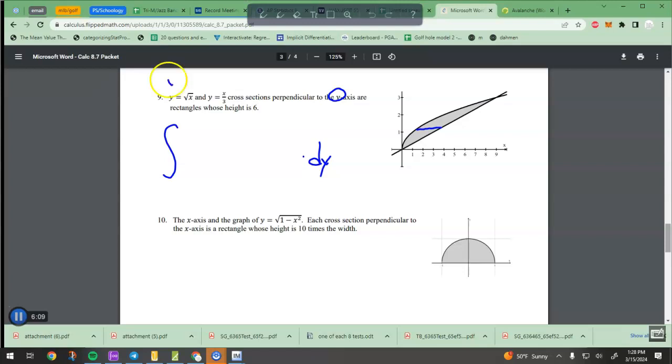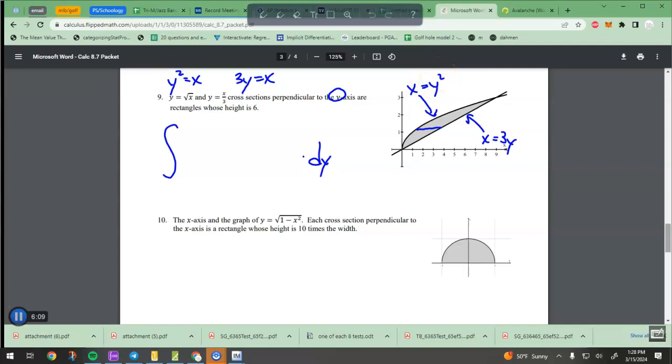So if I square both of these, I get y squared equals x. And if I multiply both sides by 3, I get 3y equals x. So this is x equals 3y, and this is x equals y squared.